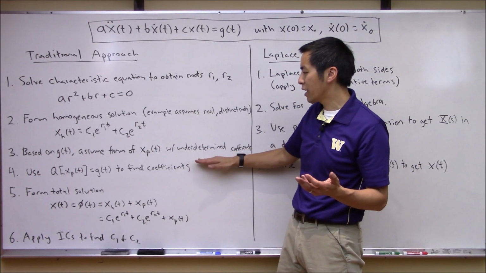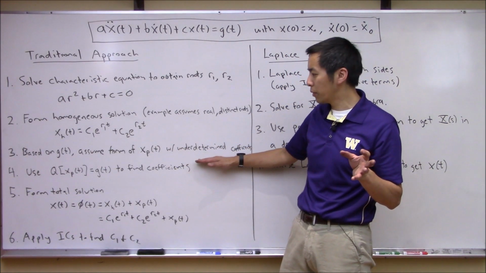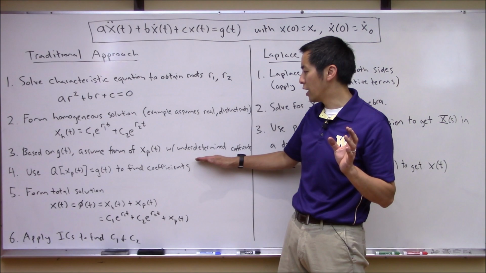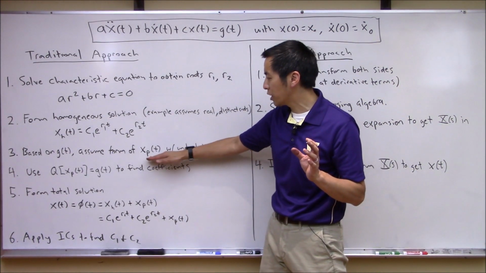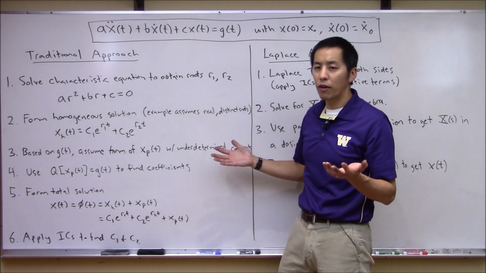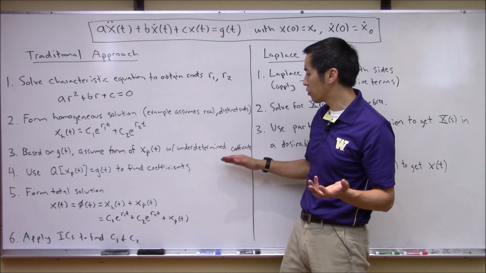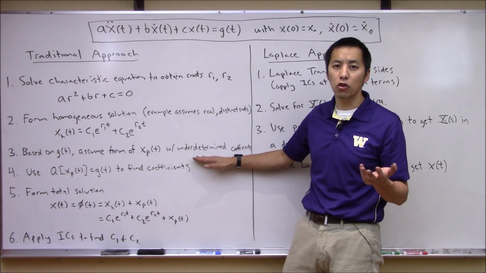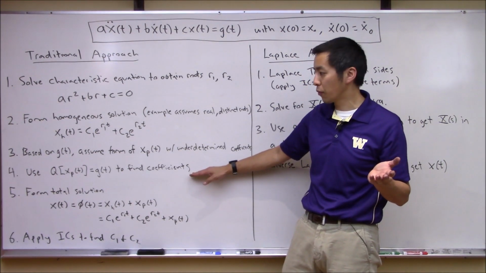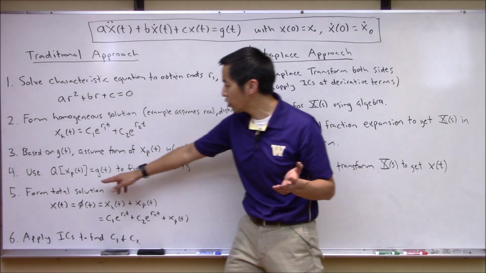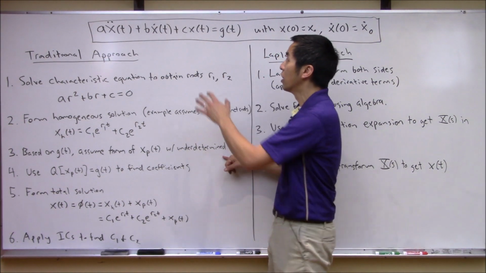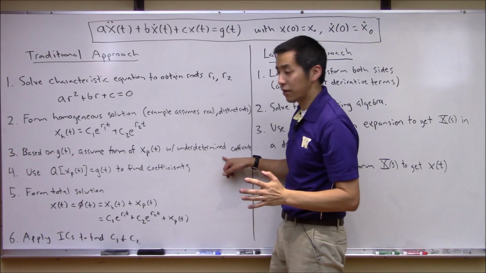Then step 3, this is again the part where I don't really like the traditional approach quite as much, because here's the magic show a little bit, where you need to pull out of your hat the appropriate form of a particular solution based on the form of g of t. You use this form of that particular solution, but you leave some of the coefficients undetermined to give you some degrees of freedom to solve later on down the road. And down the road is actually step number 4, because what you're going to then do is plug your particular solution into your differential equation and then use those undetermined coefficients to make the left-hand side equal to the right-hand side.